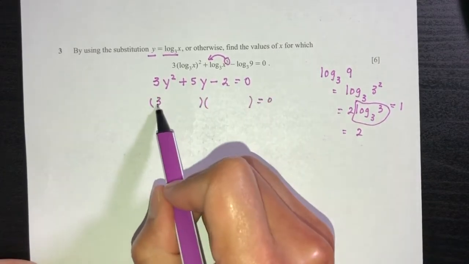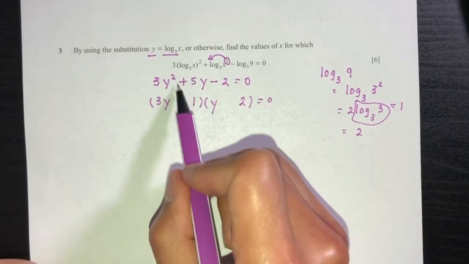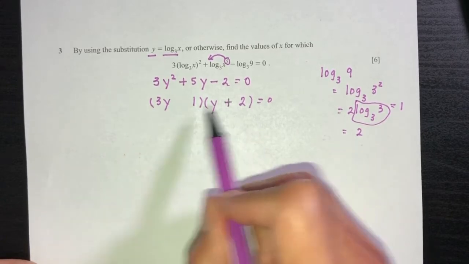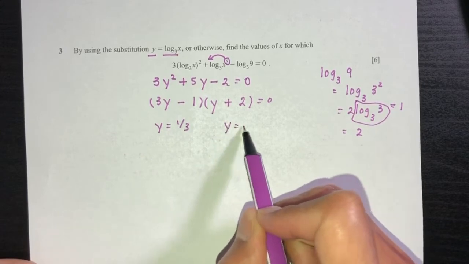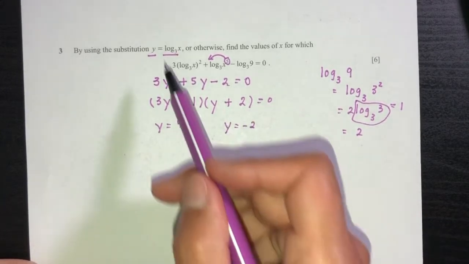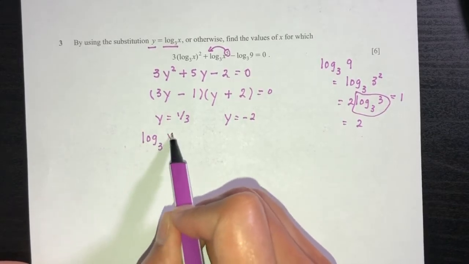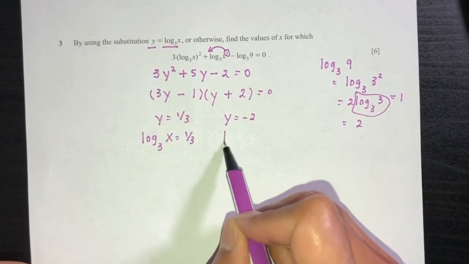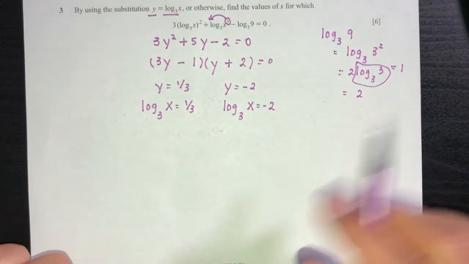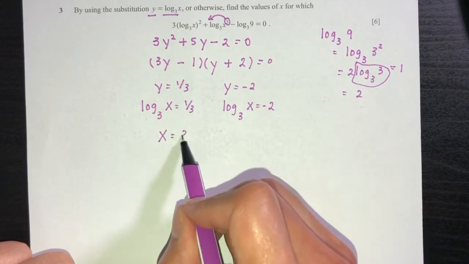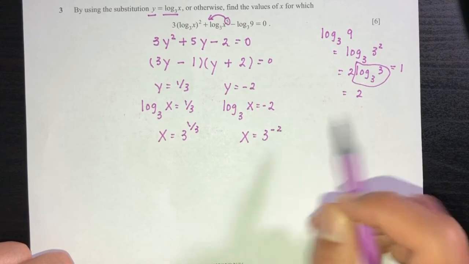That will be 3y, y, 2 is 2 times 1. For us to get plus 5, it has to be plus 6 minus 1. So here y is equal to 1 over 3, y is equal to minus 2, but we have to find the value of x, so replace y by this. Y is log 3x, 1 over 3, log 3x minus 2. So the value of x will be 3 power 1 over 3, x will be 3 power minus 2.